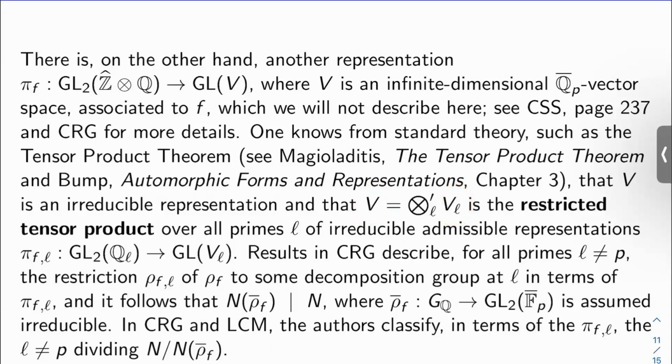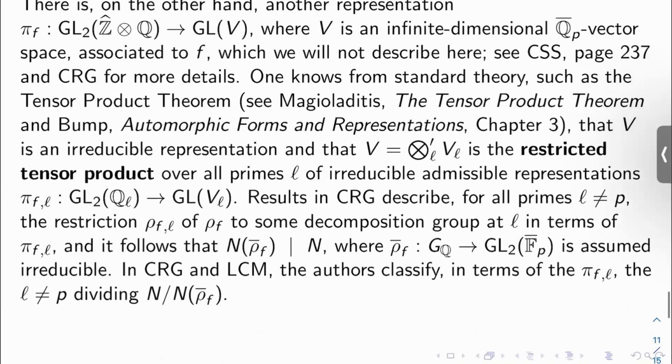And what are these V_l's? They are irreducible admissible representations, pi_{F,l} from GL2 of Q_l to GL2 of V_l. So you can break this big global representation down into local representations, one for each prime. And these representations are irreducible and admissible, so they're pretty nice.